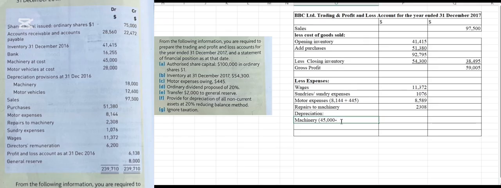So 45,000 minus 18,000. If we should look at the footnote, there's additional information that we should use when depreciating these assets. It says to provide for depreciation of all non-current assets at 20% reducing balance method. So after we have minus the 18,000 from the 45,000, we will times it at the rate of 20% using the reducing balance method. That will equate to 5,400.